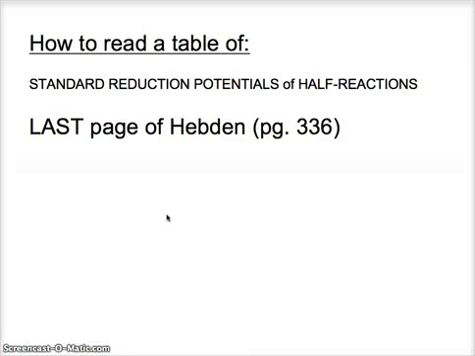This is the last list, or this last graph, that you have to have in your data booklet, which you'll now know how to read. It's also on the last page of your Hebden booklet, so if you turn to page 336 and follow along, this will make a little bit more sense.